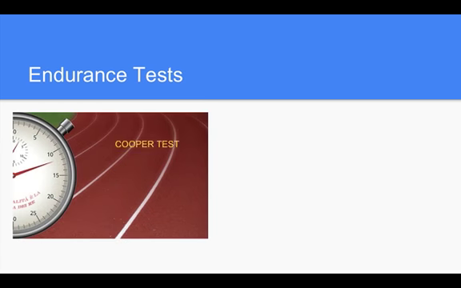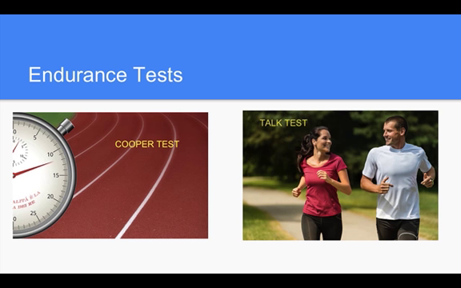Endurance tests include the Cooper test. The Cooper 12-minute run is a popular maximum running test of aerobic fitness in which participants try to cover as much distance as they can in 12 minutes. And the talk test, trying to run as much time as possible at an easy pace. The duration of this test will be 35 minutes, which will mark the best mark as well.